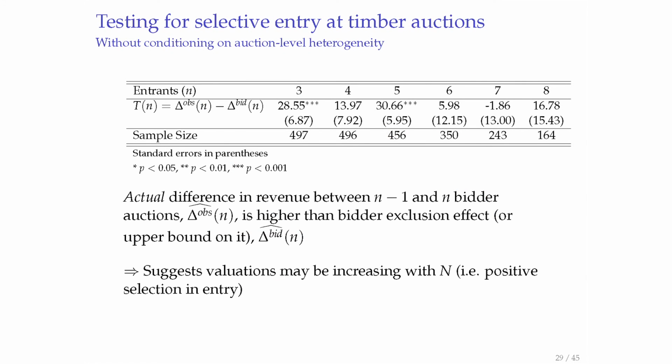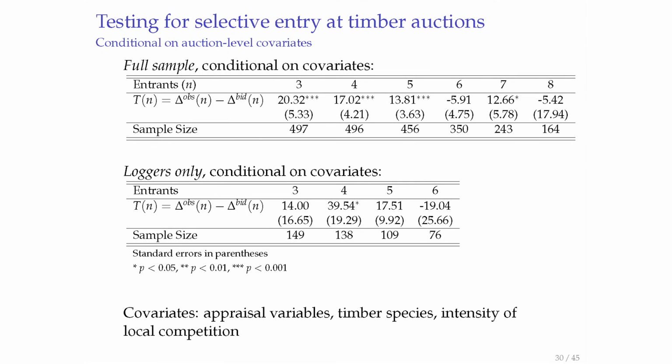Then we go and test whether the valuations seem to be independent of n, and we're able to. I guess in the interest of time, I'll skip further along. We're able to reject that the valuations are independent of n. This is just comparing the delta observed to delta bid, and we find that they're statistically significant. So the gap is different. And when we limit this, in the second table here, you can focus on just loggers only.